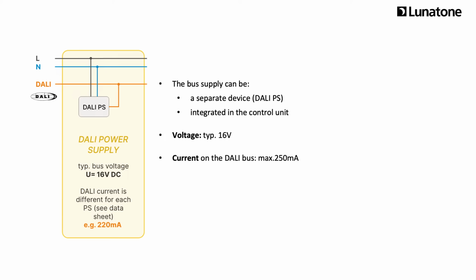The maximum current allowed on the DALI bus is specified with 250 mA, and under no circumstances should this value be exceeded. There are different types of DALI PS with different power. It is important that the DALI power supply fits the power requirements of the installation. Let's have a look how this is determined.